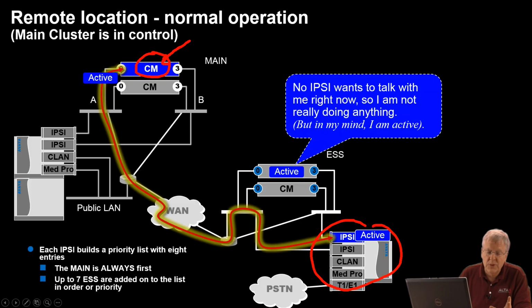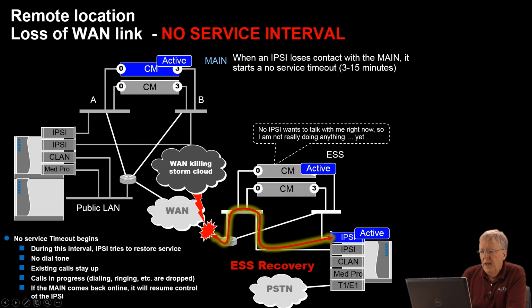And as long as the network is working, that means as long as the wide area network is there, as long as this CM is online, we really don't need these guys. But what would happen if a WAN killing storm cloud comes along and knocks off a WAN link?